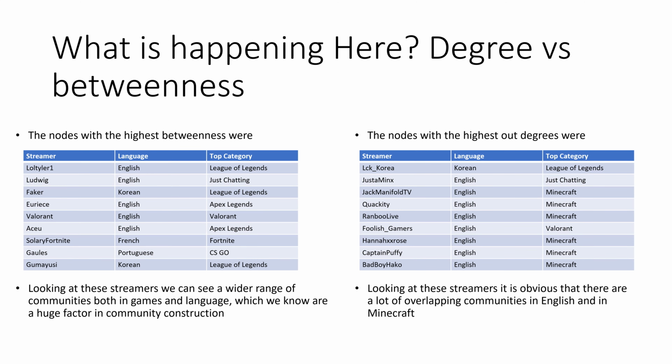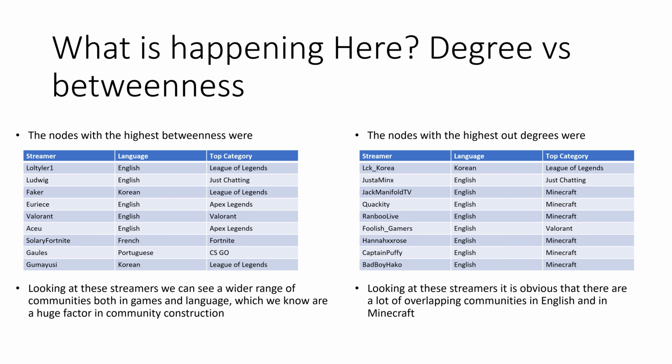Taking a closer look at the betweenness values for the degrees of highest betweenness and outward degrees, we can see that in the betweenness category, we see a very large variety of languages and top categories. And that plays a huge part in what I talked about for the community structure, that these two elements play a huge role in what community they are in. When we look at the high degree, we see that they're either Korean or English, and also there's a very limited number of streaming categories.